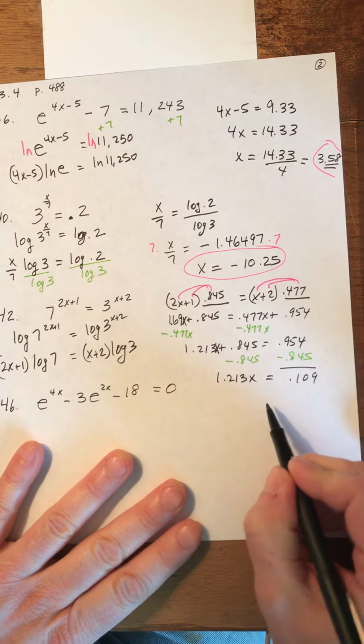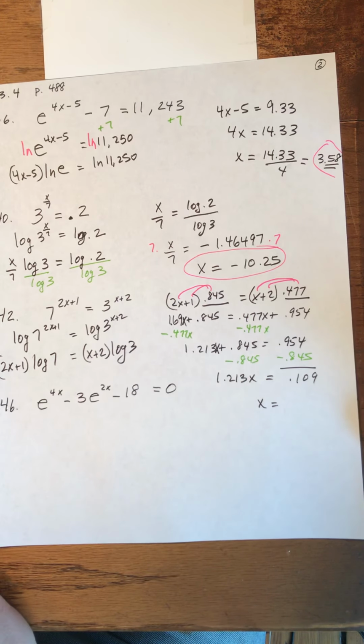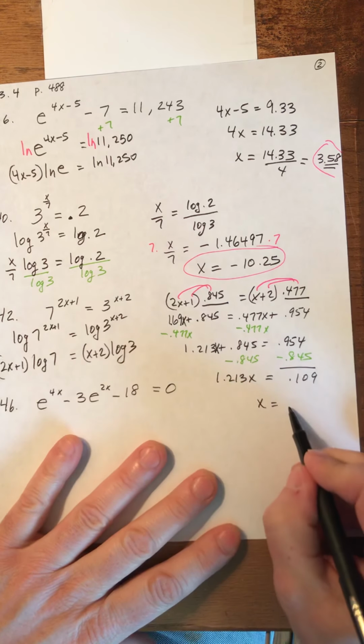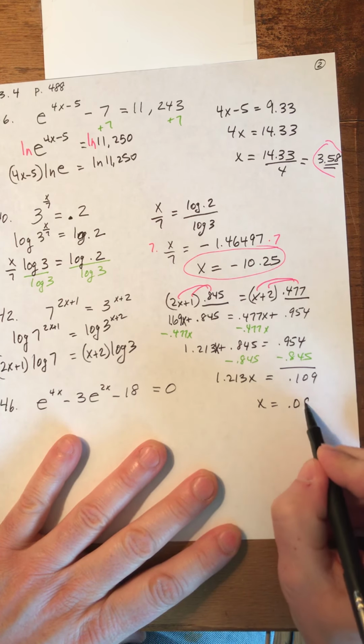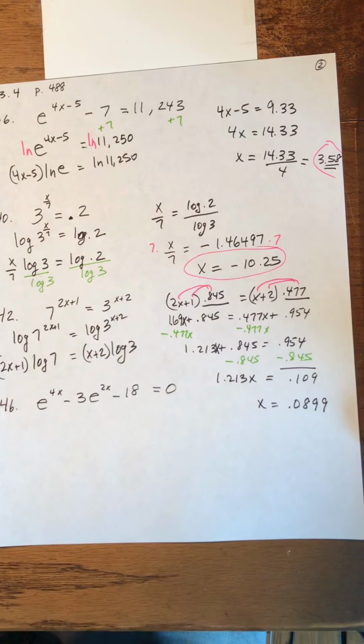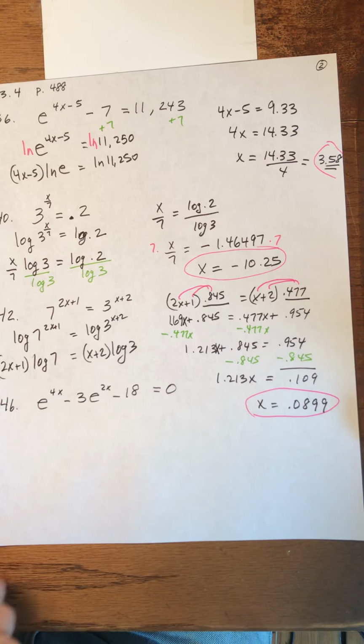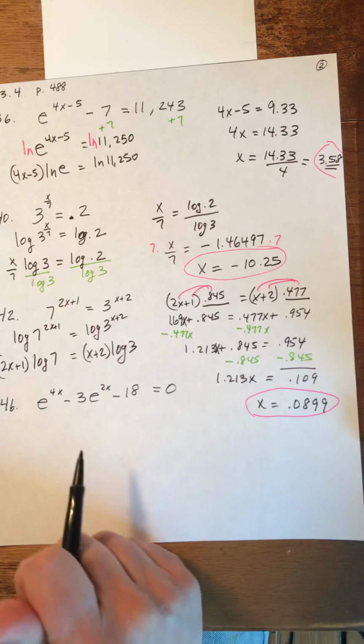These cancel. I get 1.213x equals that. And what am I going to do? I'm going to divide both sides by 1.213. And my answer should come out to be 0.0899. So that would be my final answer there. If you find a mistake in here, that I made a mistake somewhere, and you're right, I'll give you extra credit. So you should do these again.